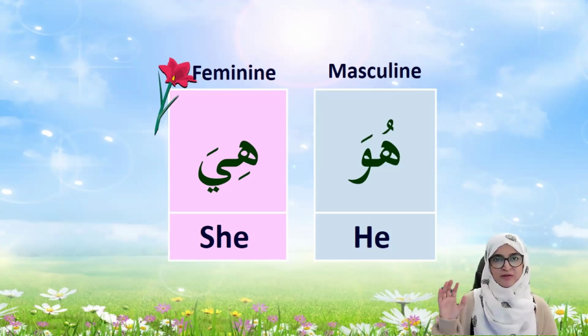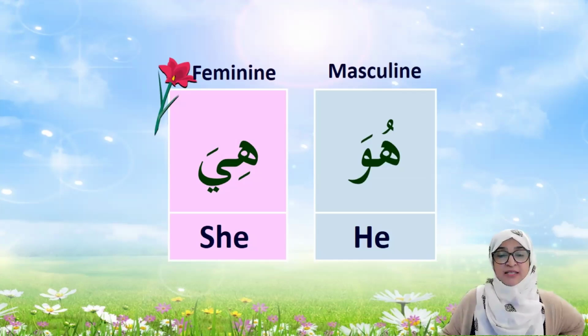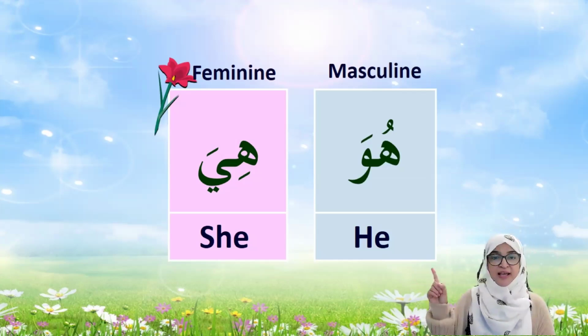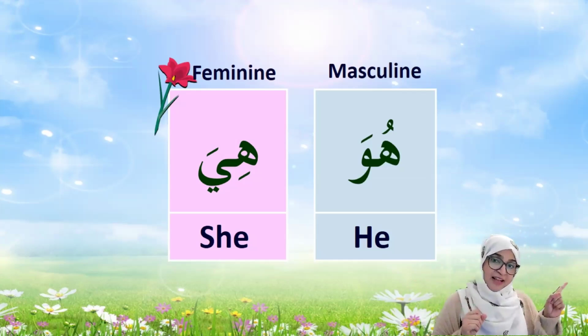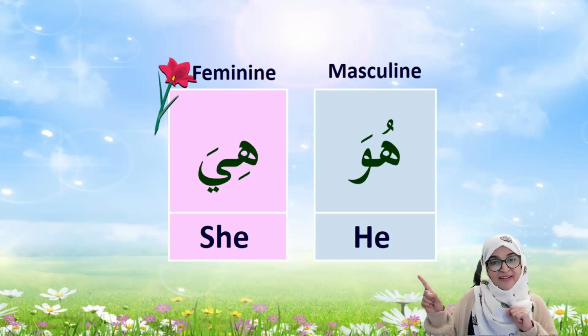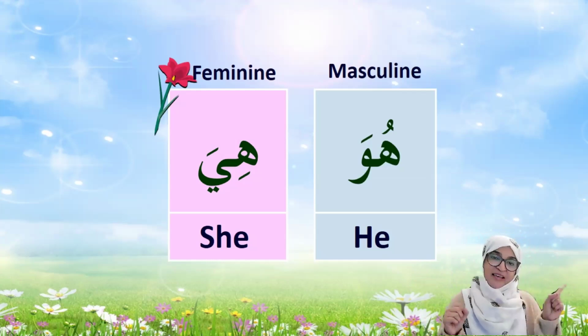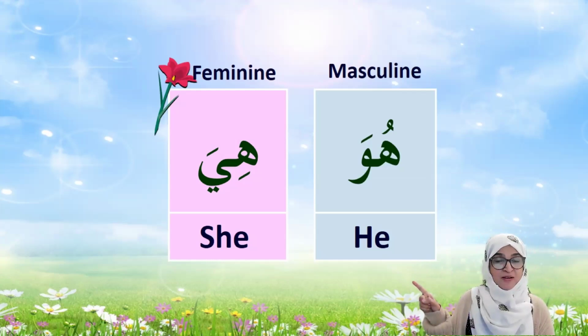So remember, whenever the right hand is used, it's for the men and the left hand for the women. So now it's easy. Huwa, he. Hiya, she. Okay, so huwa. What's the meaning of huwa?